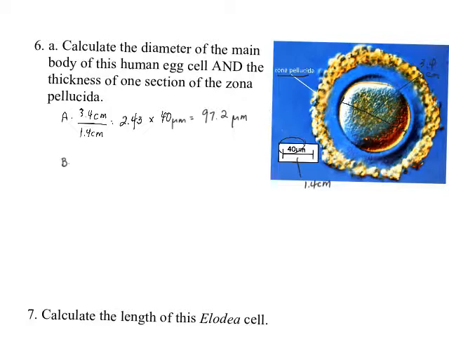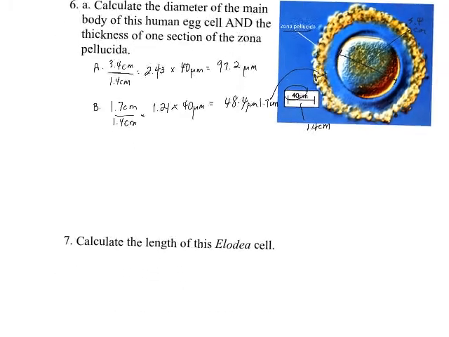Okay, so for this one, I measured the zona pellucida like here. You're going to get different measurements depending on where you did it. So it's 1.7 centimeters. So same idea, 1.7 centimeters divided by 1.4 centimeters, 1.21 times 40.